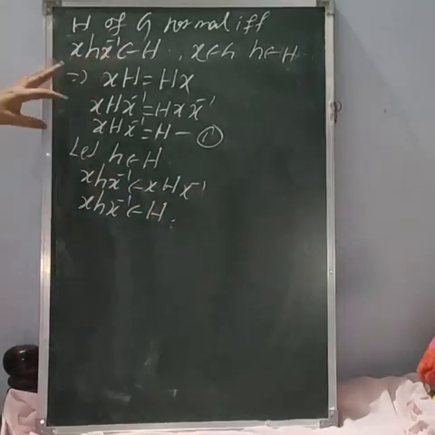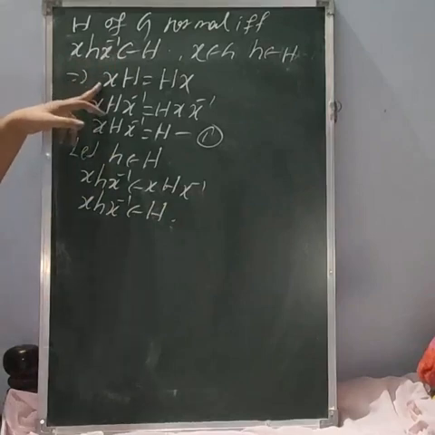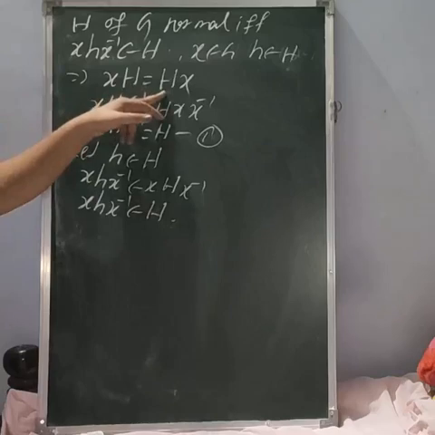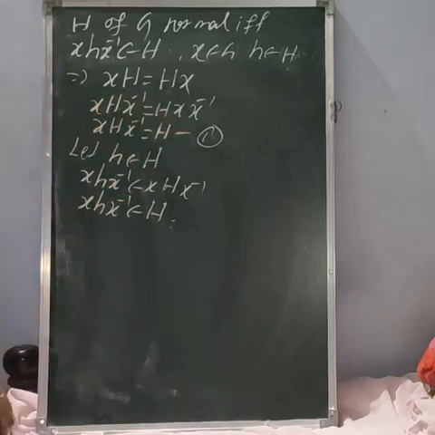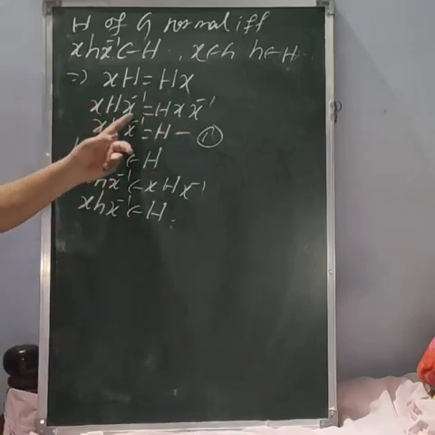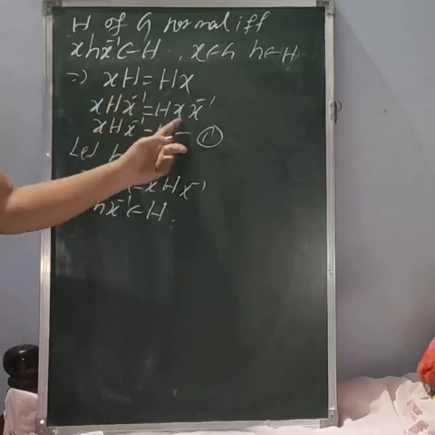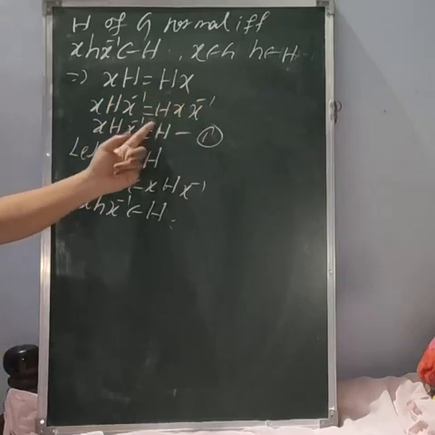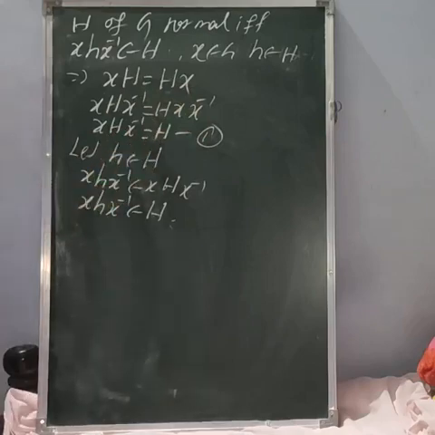Okay. What we have taken? H is the normal subgroup. By taking that, you will get xH is equal to Hx. Multiply x inverse on both sides. You will get x h x inverse is equal to what? H into x inverse. But x into x inverse is the identity element, and identity element into H you will get this. Call this as equation number 1.